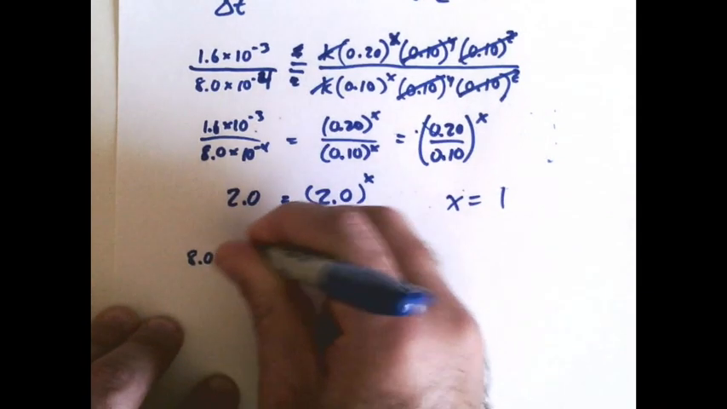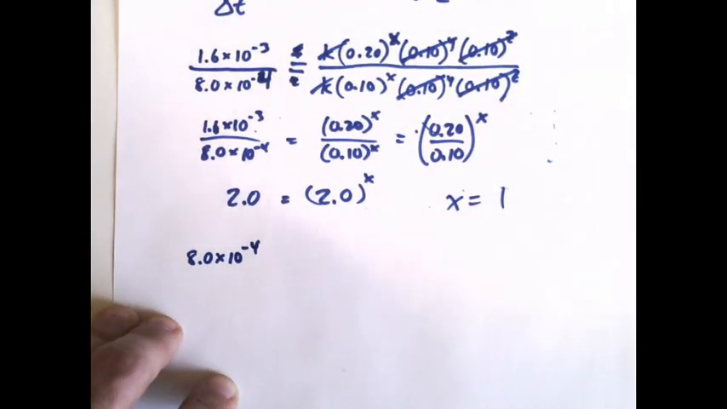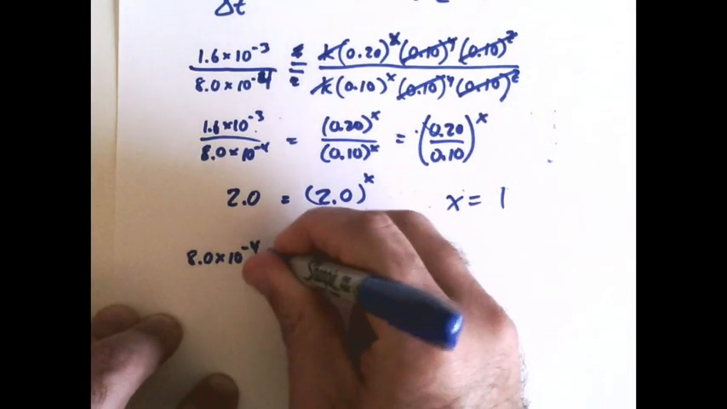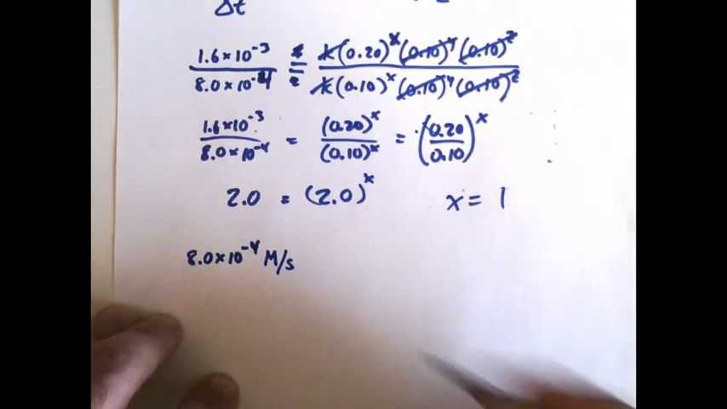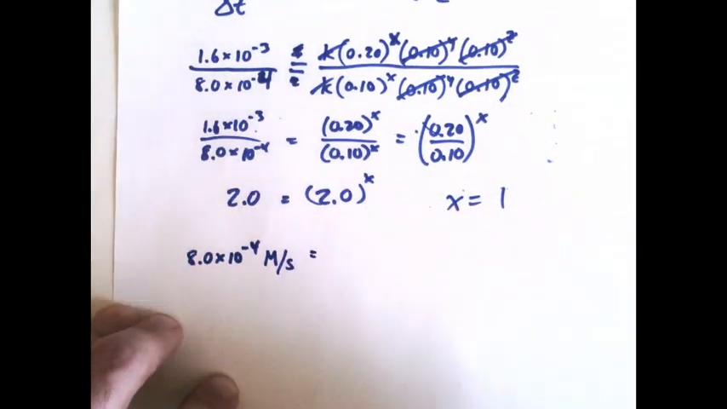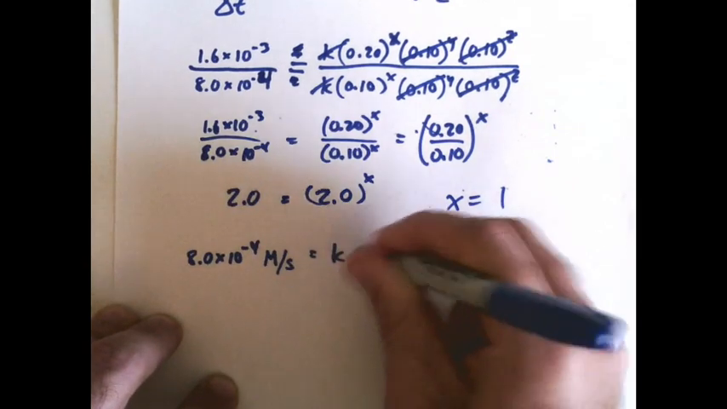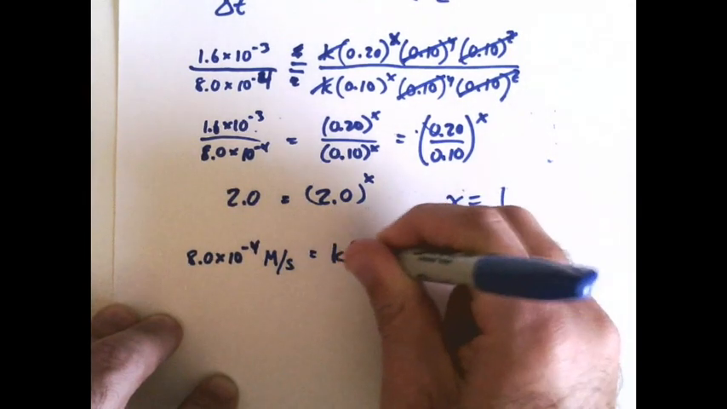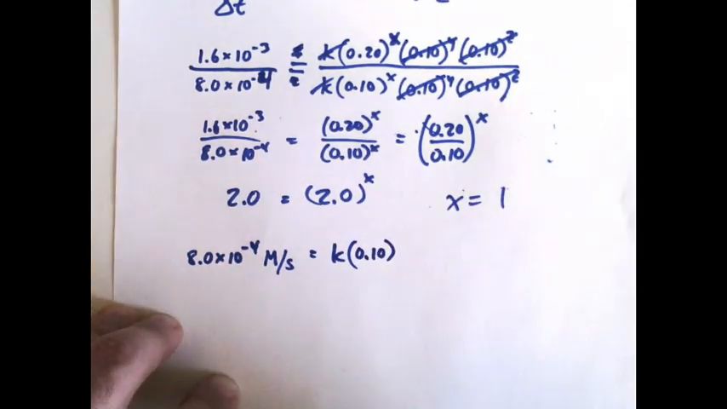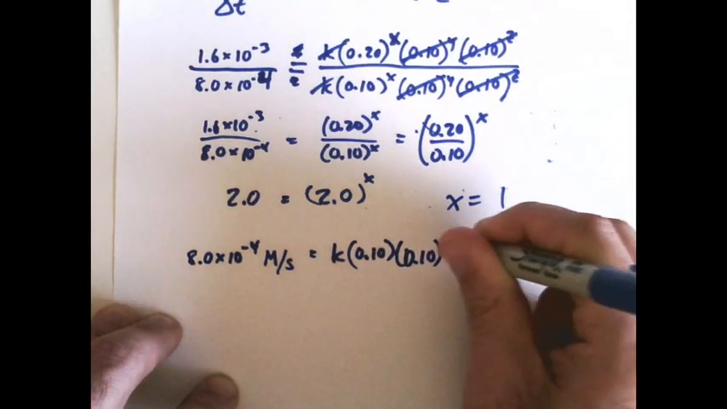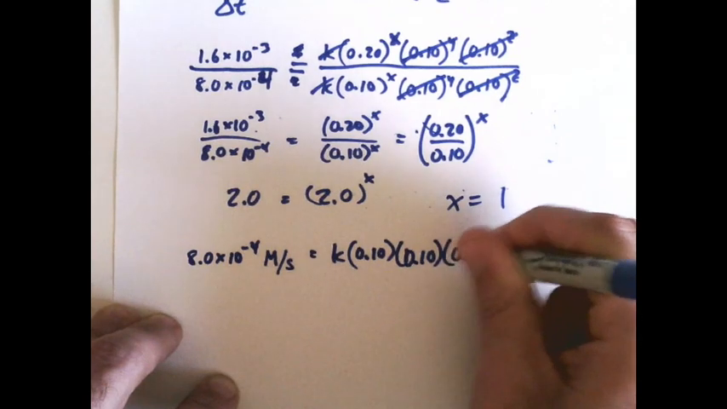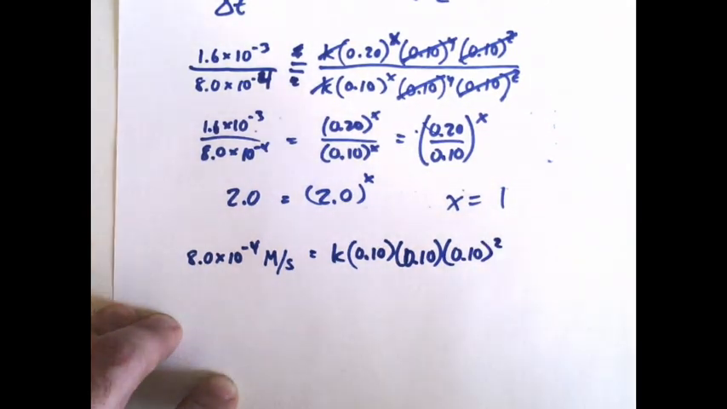8.0 times 10 to the minus 4, and now I'm going to be very deliberate about this. We want the units in place here, so that we can get the right units for the value of K. This is going to be molar per second, as we said, concentration per unit time. And this is now equal to K times 0.10, and we figured out through our work that that's 0.10 to the 1, 0.10 to the 1 again for the bromide, and 0.10 squared for the H+.